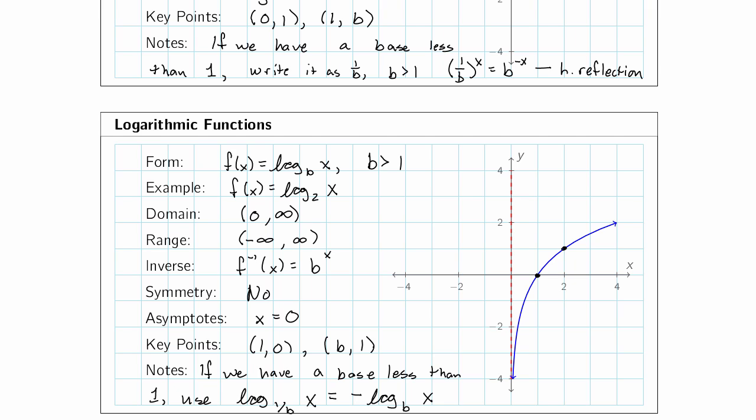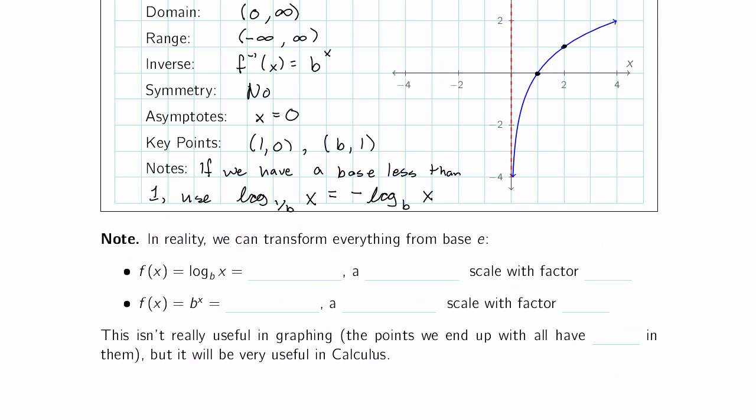Now, we can write everything in terms of bases that are greater than 1, which means that a lot of what we said about this happens one way, this happens another way, can be done away with. In fact, we can do even better. We can write everything in terms of the log base e. If we have a log in any base, we can use the change of base formula to say that the log base b of x is the natural log of x divided by the natural log of b. But this is a vertical scale with a factor of 1 over natural log of b.